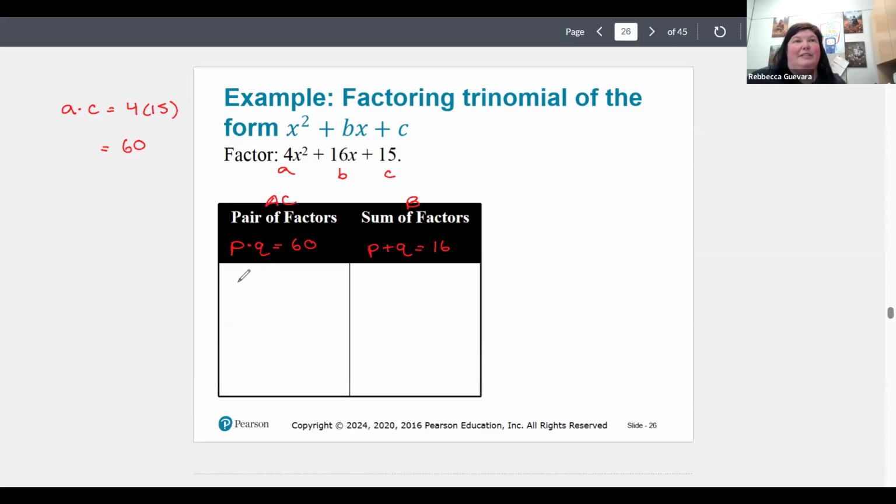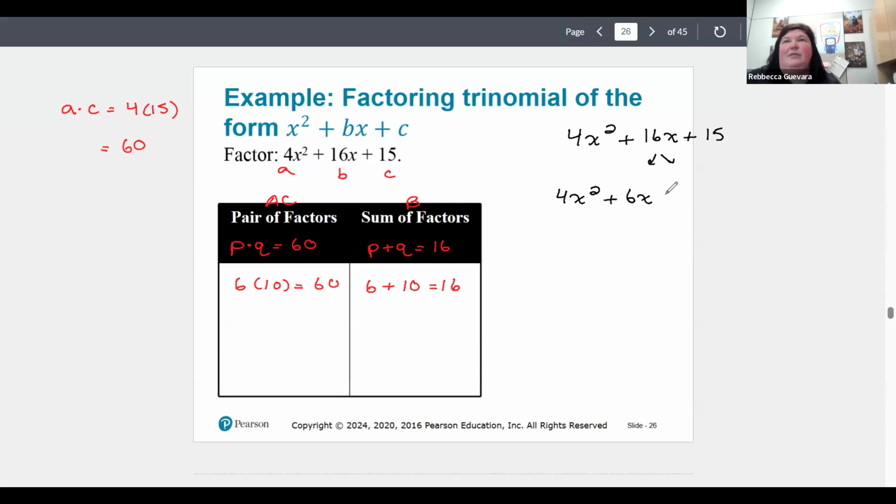So I think we can easily see that two numbers will work here. 6 times 10 will give me 60. And 6 plus 10 will give me 16. So we're going to take 4x squared plus 16x plus 15. And it's the 16 that we're going to break up. We end up with 4x squared plus 6x plus 10x plus 15.